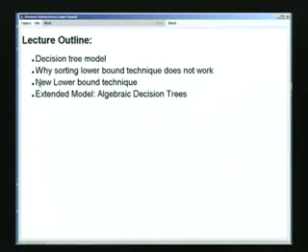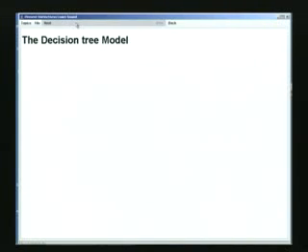Then I'll talk about a new lower bound technique which works for this problem of element distinctness, and then we'll prove the lower bound that I mentioned. Finally, I will extend the model. Instead of the decision tree model, I'll define a more powerful model called the algebraic decision trees model, and I will talk a little bit about it. So let me start with the decision tree model.